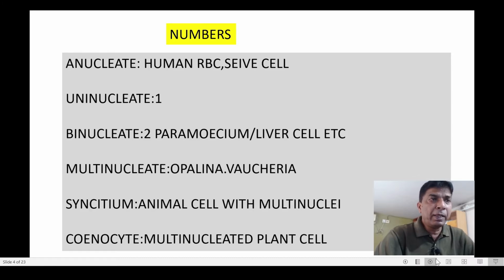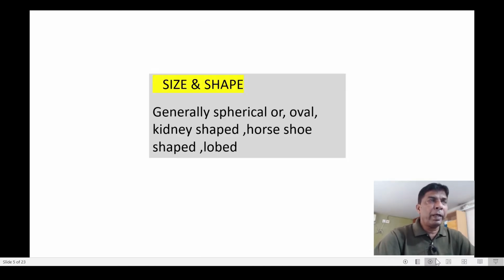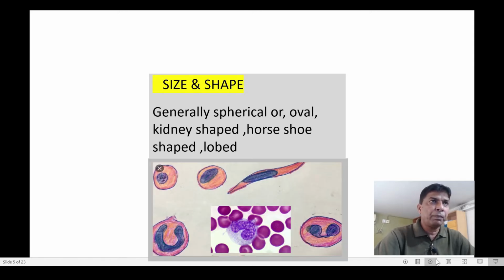Now, if animal cells have multiple nuclei, we call it syncytium, and if a plant cell is multinucleated, we call it coenocyte. Along with the number, the size and shape of the nucleus also varies. For example, it may be spherical or oval or kidney shaped or horseshoe shaped or maybe lobed.